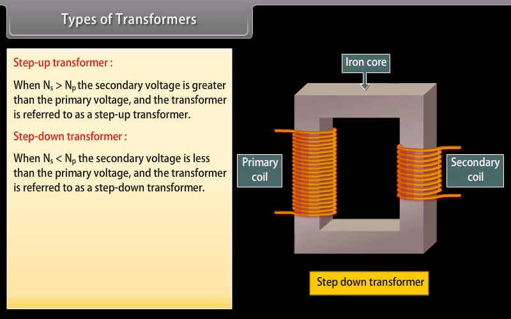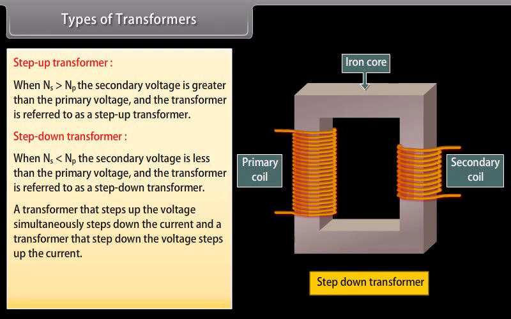A transformer that steps up the voltage simultaneously steps down the current, and a transformer that steps down the voltage steps up the current. IS by IP is equal to Vp by Vs is equal to Np by Ns.